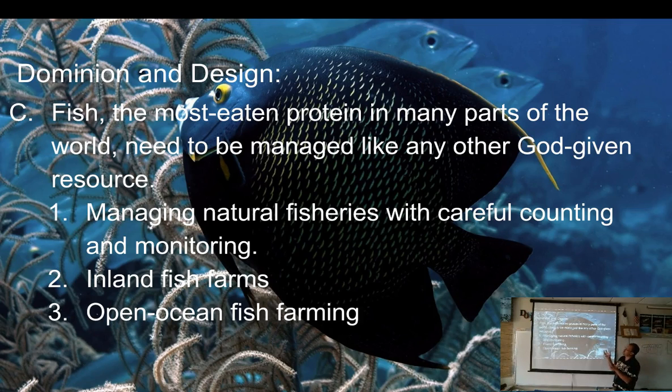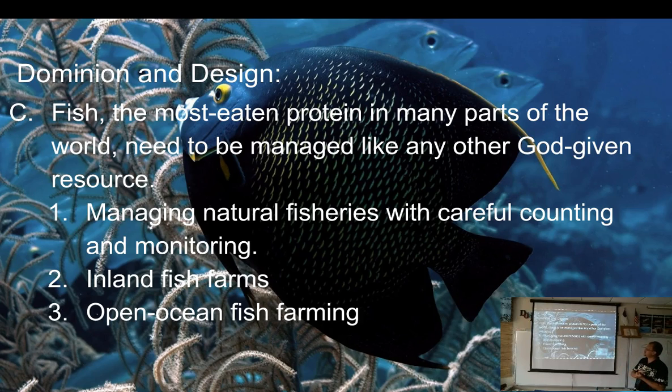Fish populations are shrinking around the world. Fish is actually the most eaten protein in many parts of the world. In some parts of the world, the most eaten protein is pork. In other parts of the world, the most eaten protein is fish. And so we need to manage it like any other God-given resource. There's really three things we could do.